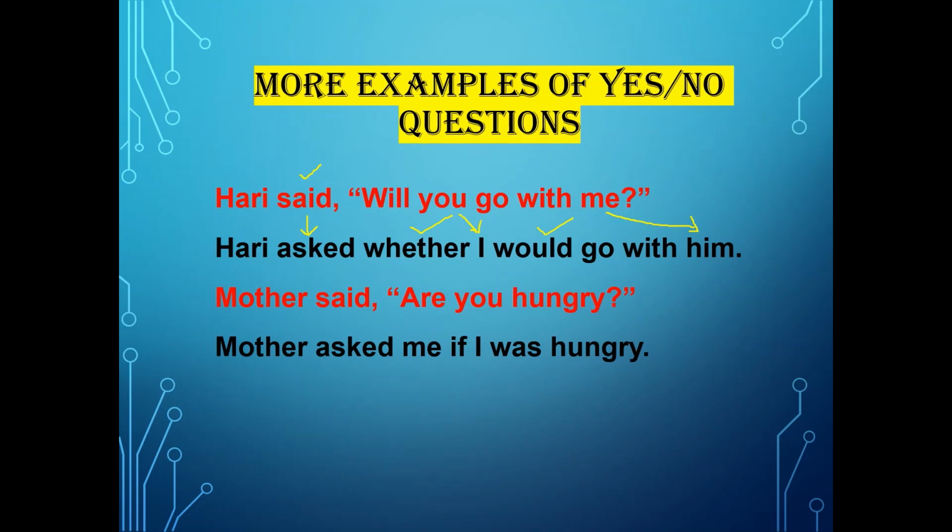Another example is mother said, "Are you hungry?" And if we change the sentence into reported speech, the answer will be mother asked me if I was hungry. So look at the changes. Said changes into asked and you changes into I. If is used, then are changes into was because the reporting verb is in past tense. So these are the changes that take place when we change yes or no type questions into reported speech.